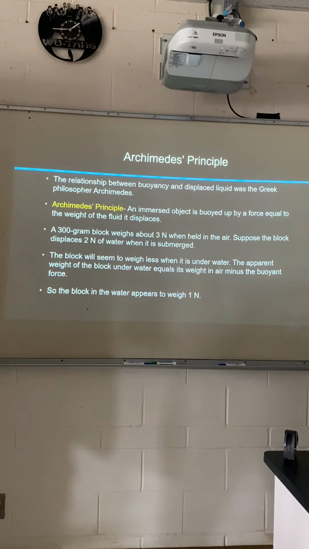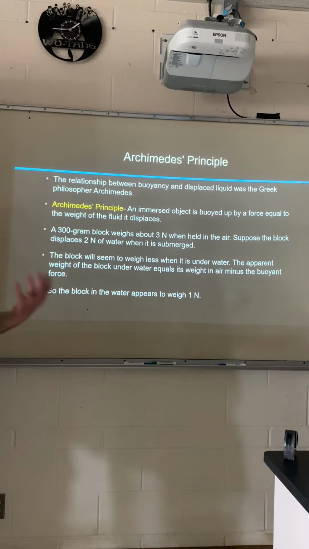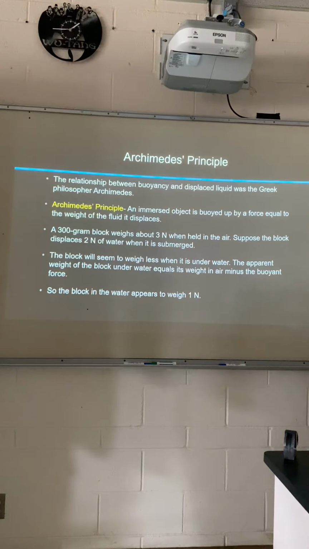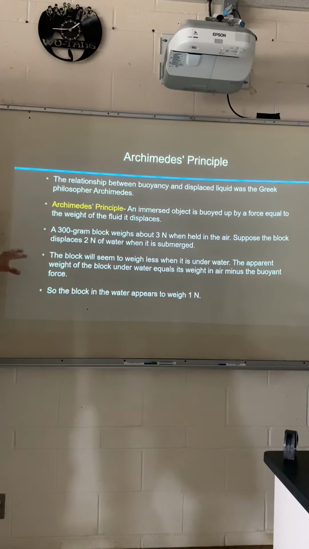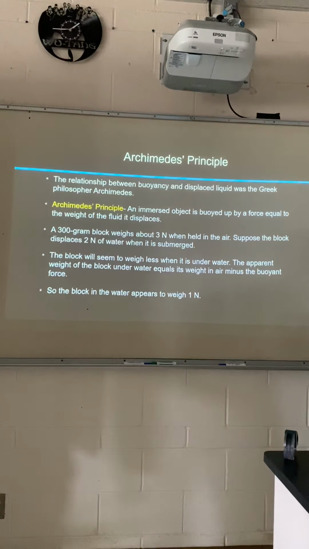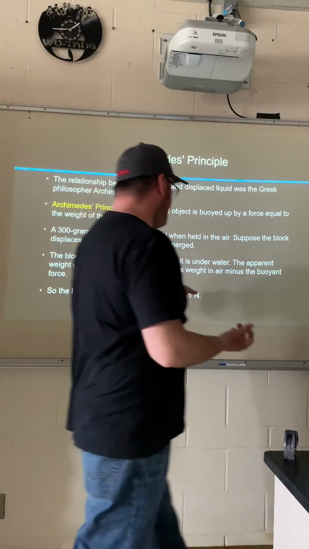This is kind of a weird concept, but a way to think about this is being in a swimming pool and picking up somebody in a swimming pool, and they seem much less in weight. So I put a 300 gram block, weighs about 300 newtons when held in air. And let's say I put it in the water, and it displaces 2 newtons of water when submerged. Okay? So under the water, the block appears to weigh less. It doesn't seem to weigh as much. What it really is, the apparent weight of the block under the water equals the weight in air minus that buoyant force. So the block appears to weigh 1 newton.